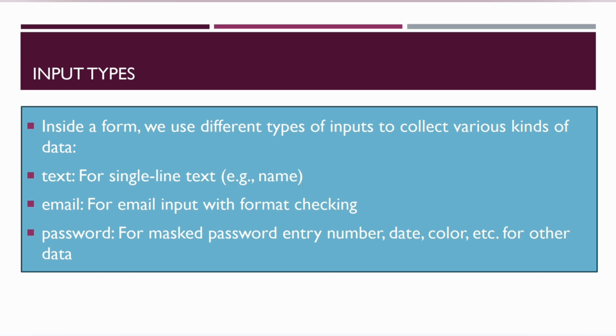Yeah, input types. Inside a form we use different types of inputs to collect various kinds of data, like text for single line text, for example name or any other details. Next, email for email input with format checking, and password for masked password entry, number, date, color, etc. for other data. Okay, let's see how we are going to use this in the code. I'm just going to change the slide.